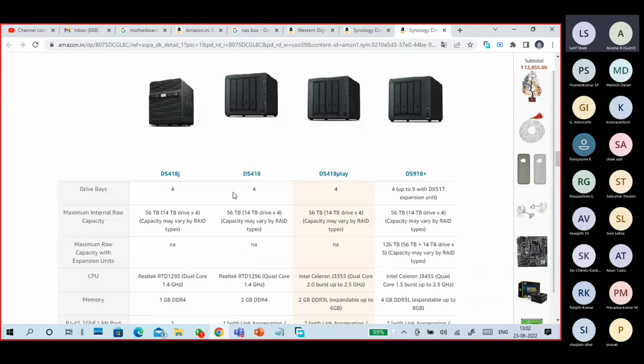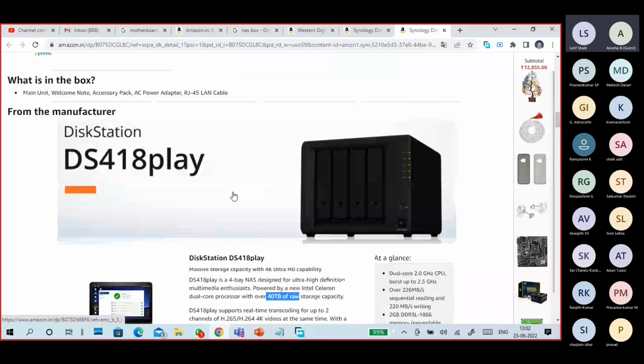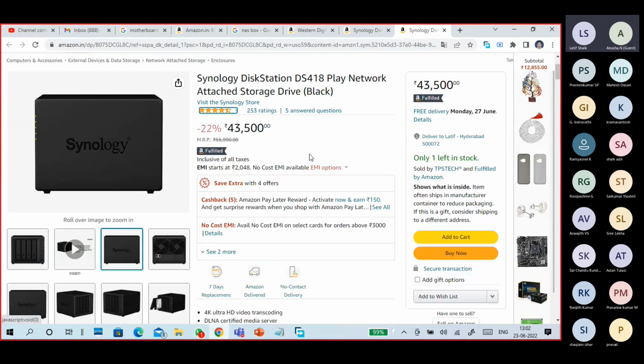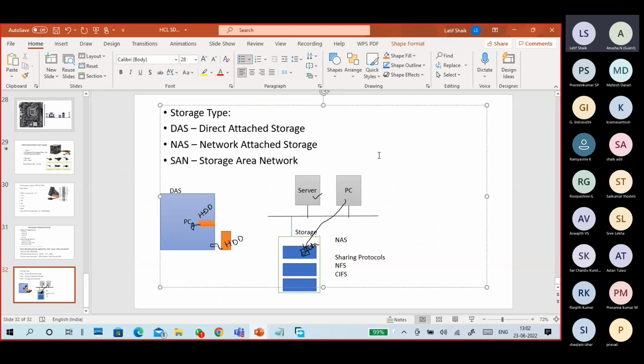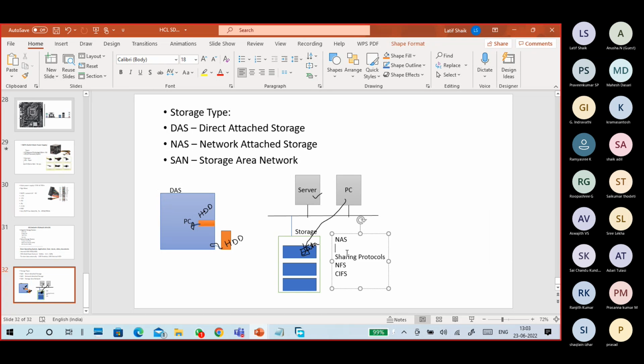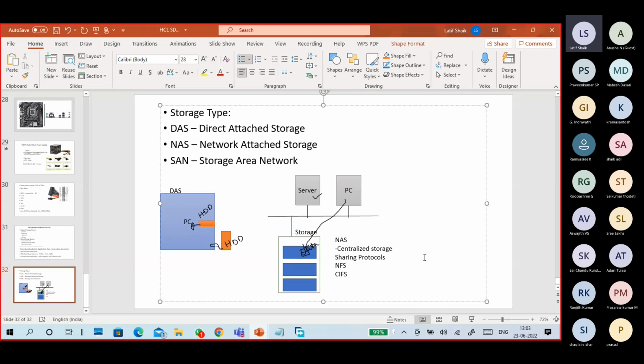So these are different types of NAS devices. A normal person can also configure NAS storage. The only thing is money. The final one is SAN storage. Guys, NAS is not an enterprise solution. DAS is a regular system, any system has DAS. But NAS is centralized storage. It uses sharing protocols, but is not suitable for enterprise solutions.